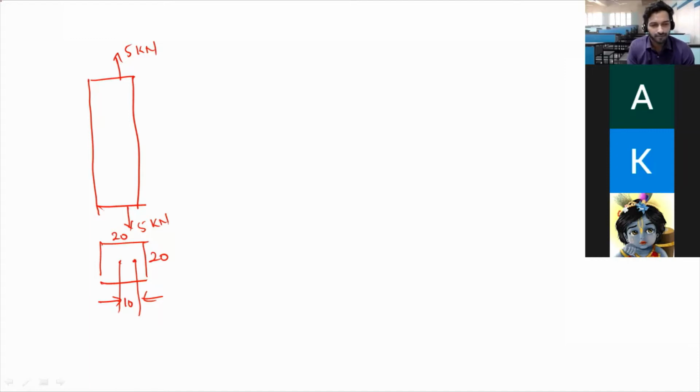Can anyone do that? Can anyone give the solution for this particular sum? Okay, or just tell me this. Whether the load acting in the middle will be more than 12.5 or less than 12.5. More than 12.5. Very good. Why?